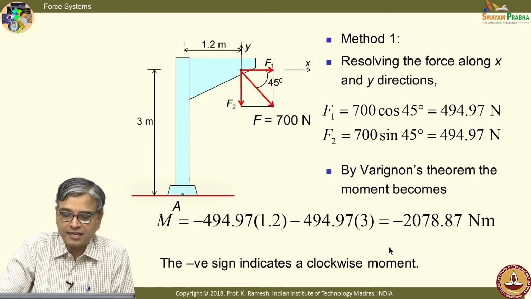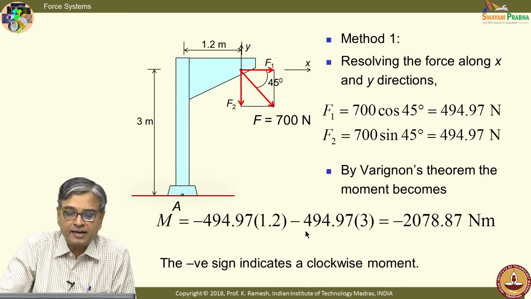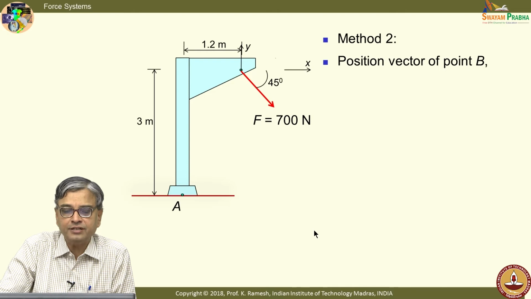So, I get this as a number, 2078.87 Newton meter in the clockwise direction. So, this is by method 1, straightforward. I have used the Varignon's theorem, used the components and determine the value of the moment. Then I can also do it by the vectorial calculation.